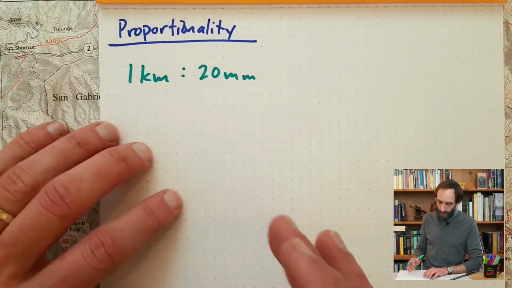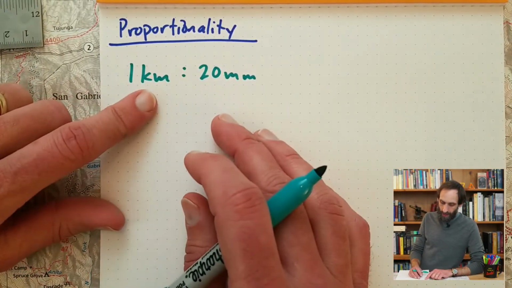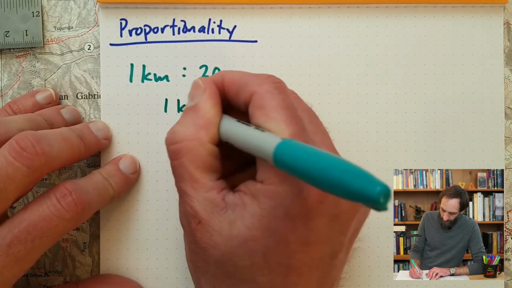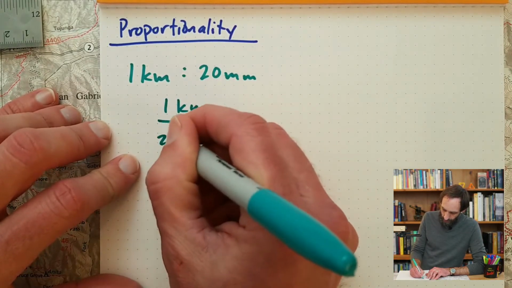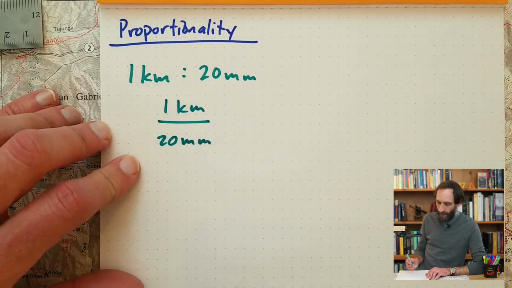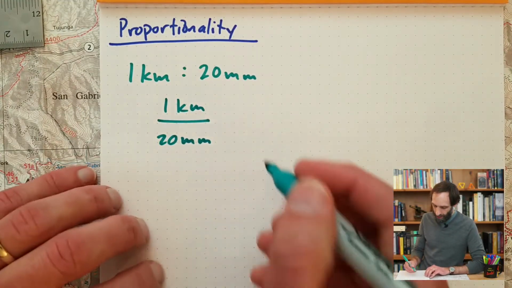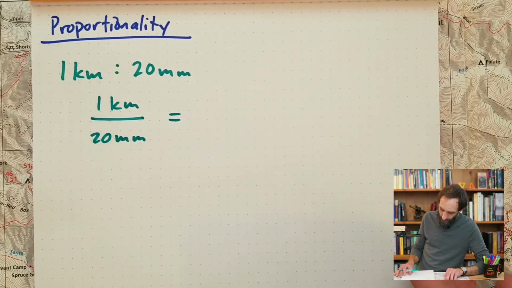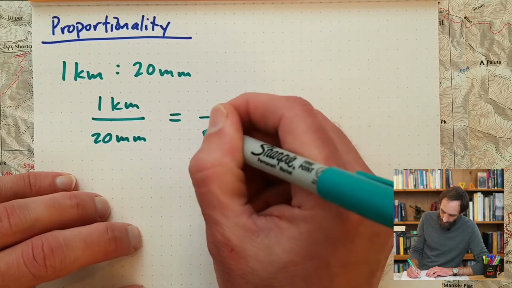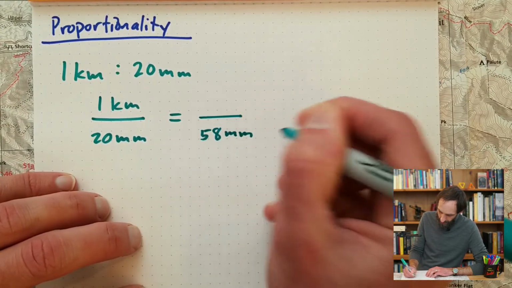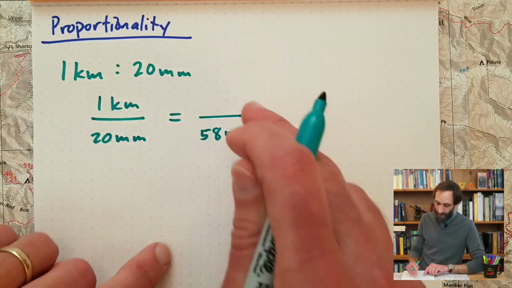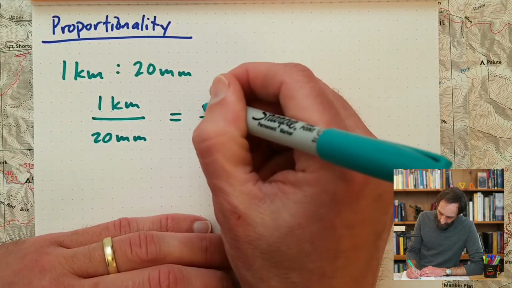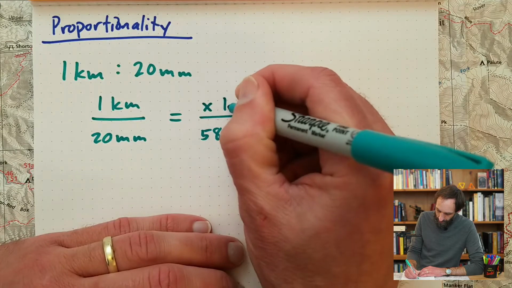Now, in order to do algebra using this proportionality, I actually want to write it as a fraction. So I'm going to write it as 1 kilometer over 20 millimeters. And now I will write an equivalent fraction using the proportionality of this map. Okay, so I said that the section on the map was 58 millimeters. I want to know the number of kilometers that that section is in the physical world. So since I don't know what it is, I'll write in an x.